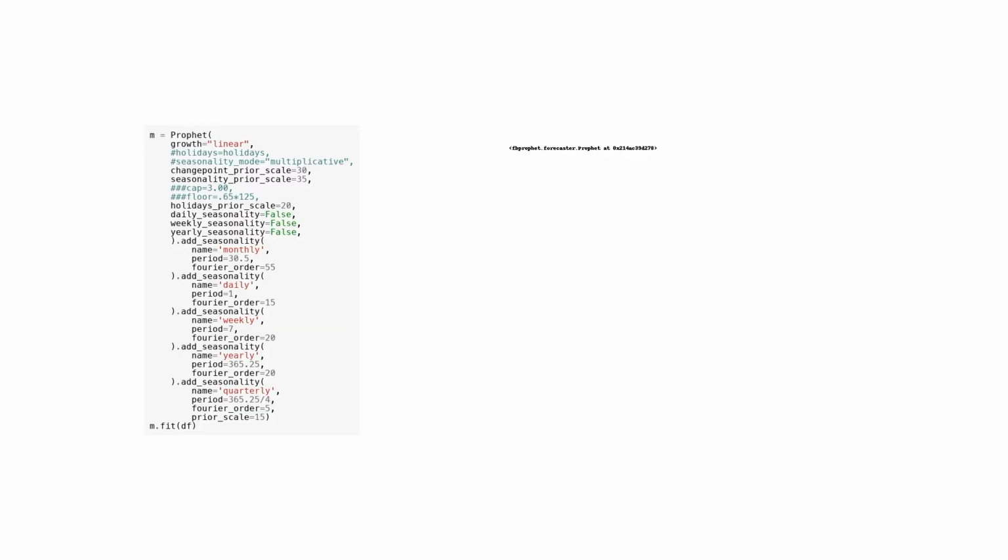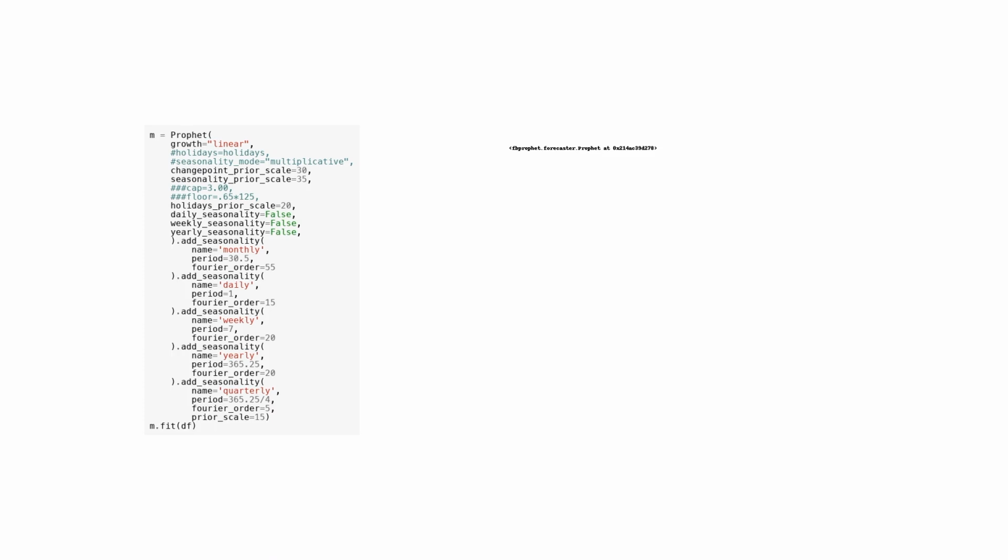This code initializes a model called Prophet and sets various parameters such as growth type, changepoint prior scale, seasonality prior scale, holidays prior scale, and whether to include daily, weekly, and yearly seasonality. It also adds four additional seasonalities: monthly, daily, weekly, and quarterly. Finally, the model is fitted to a given dataset. Fitting is literally that simple.